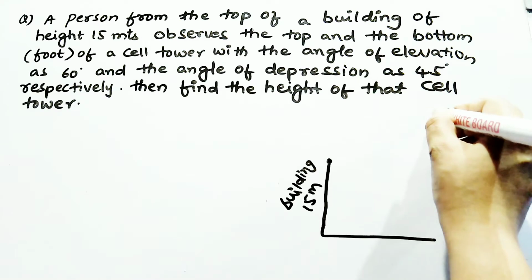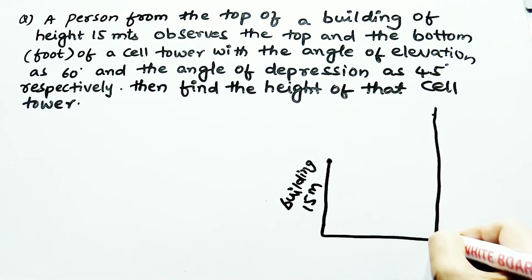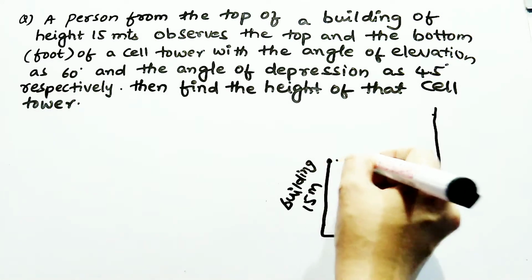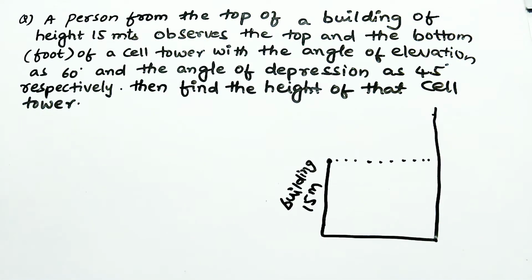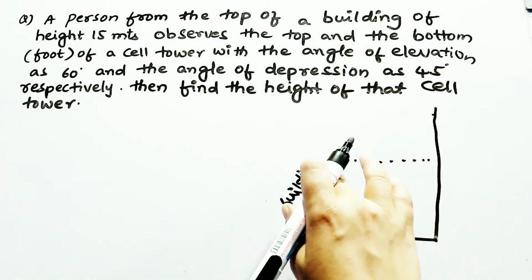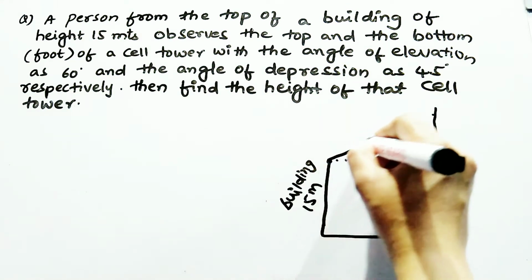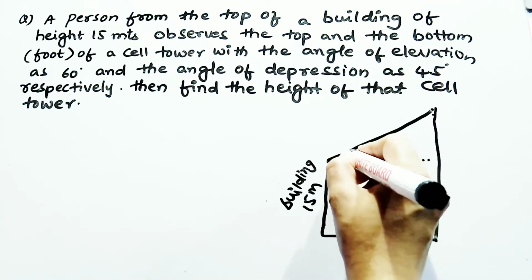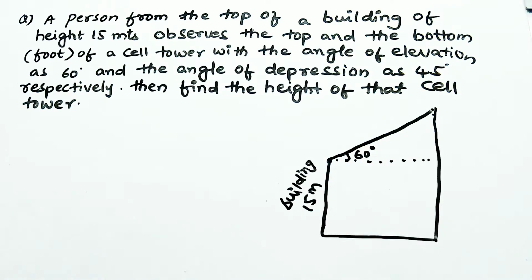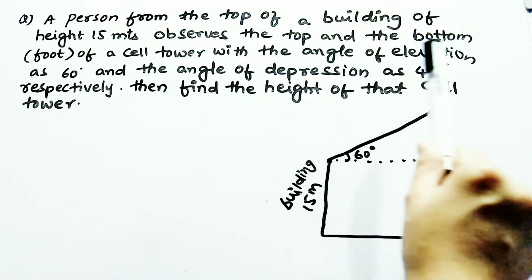Observe the top and bottom of a cell tower. Suppose this is your cell tower. If a person is standing, this is his horizontal level or eye level. From here he is seeing the top of the cell tower with an angle of 60 degree. That is called angle of elevation. And our next is the angle of depression as 45.